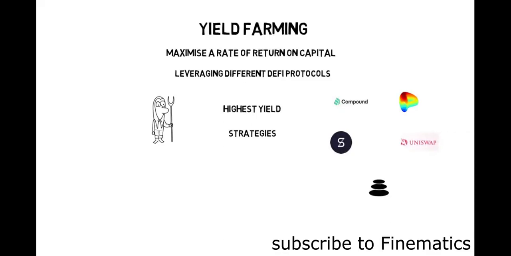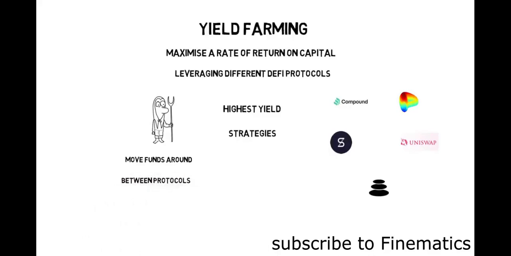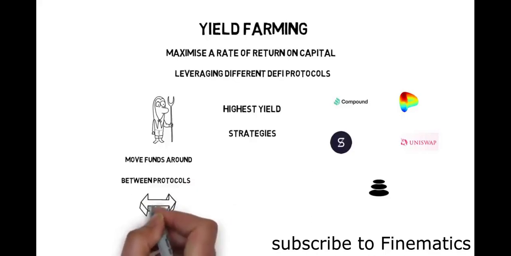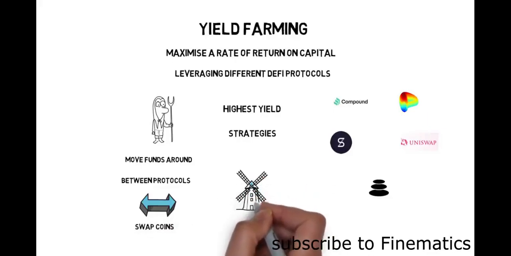If the strategy doesn't work anymore, or if there is a better strategy available, the yield farmers move their funds around. They may, for example, move the funds between different protocols, or they may swap some of their coins to other ones that are currently generating more yield. In our yield farming world, this procedure is sometimes called crop rotation.